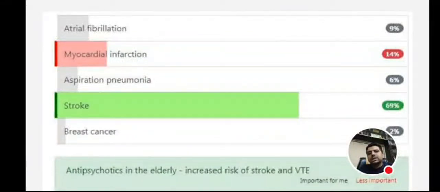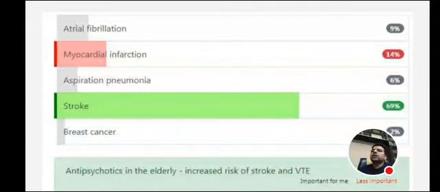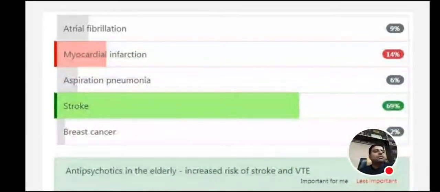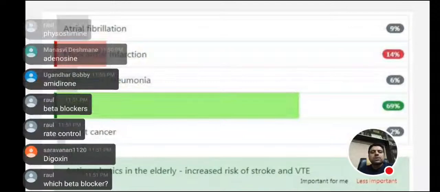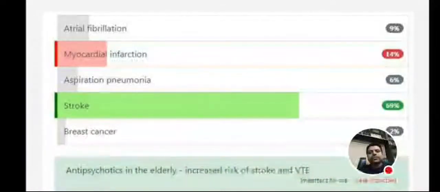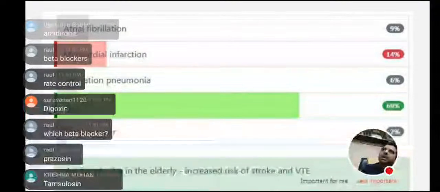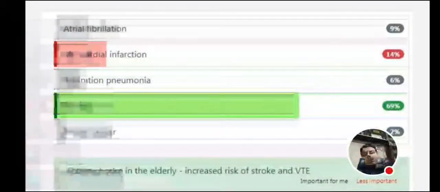Now I am going to ask about a patient with benign prostatic hyperplasia. What is the drug of choice in BPH? Even I explained in the cardiology lecture, beta blockers and alpha blockers. Which beta blocker? Beta blocker like metoprolol you can use in... prazosin, Krishnamohan, tamsulosin. You know what? In BPH, we can use these drugs.